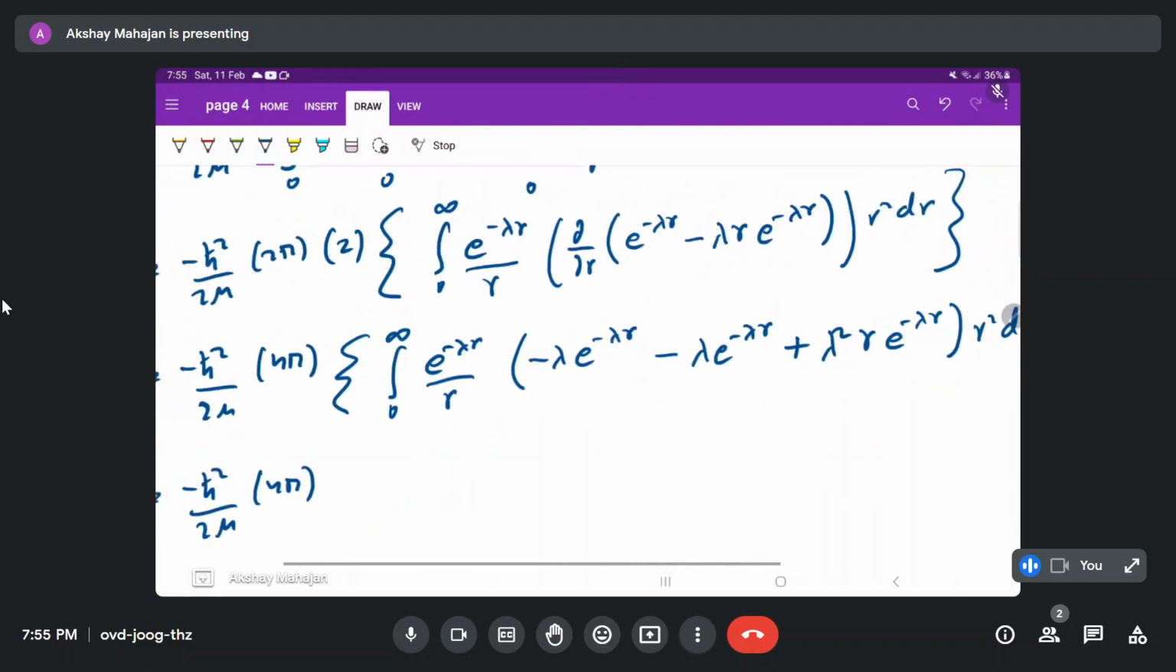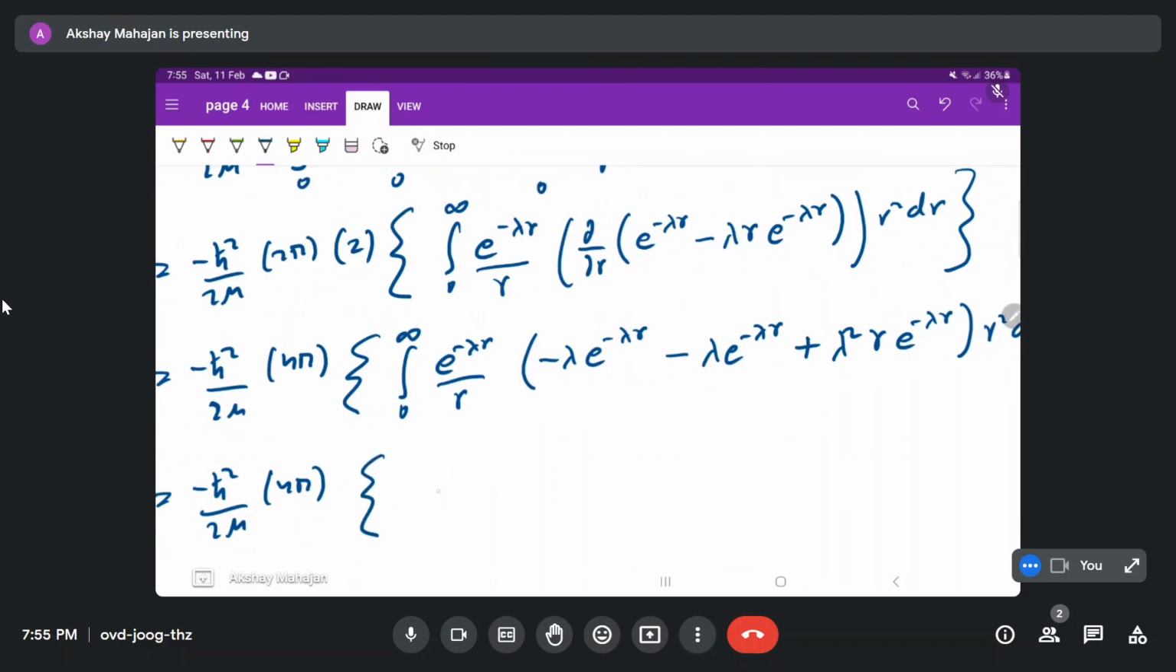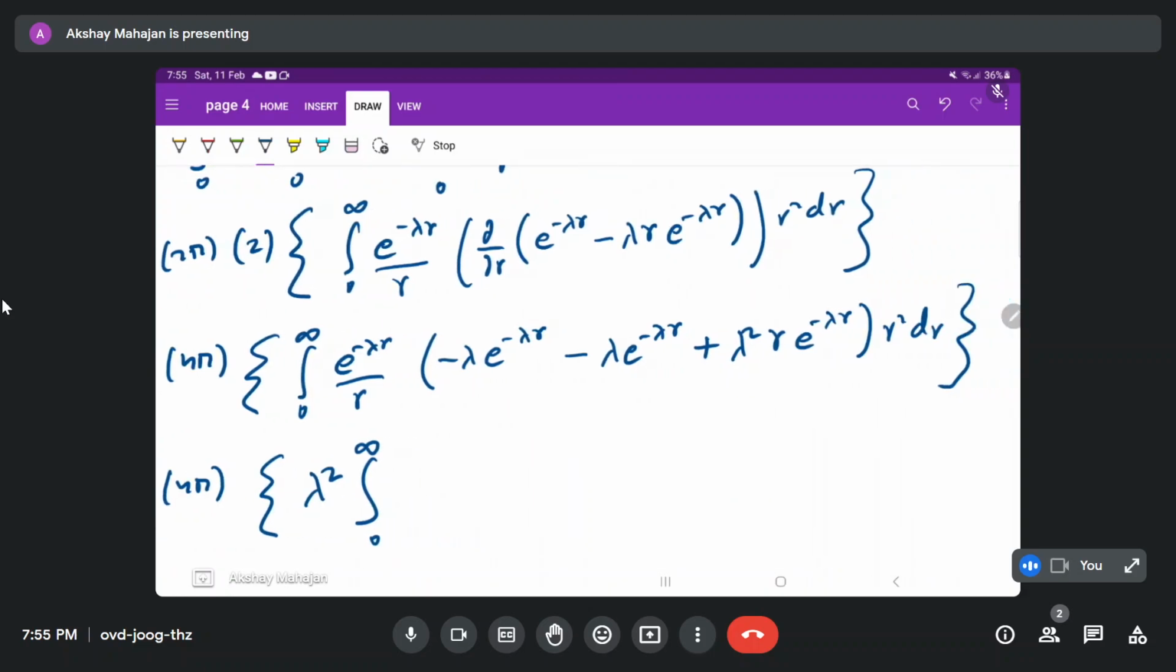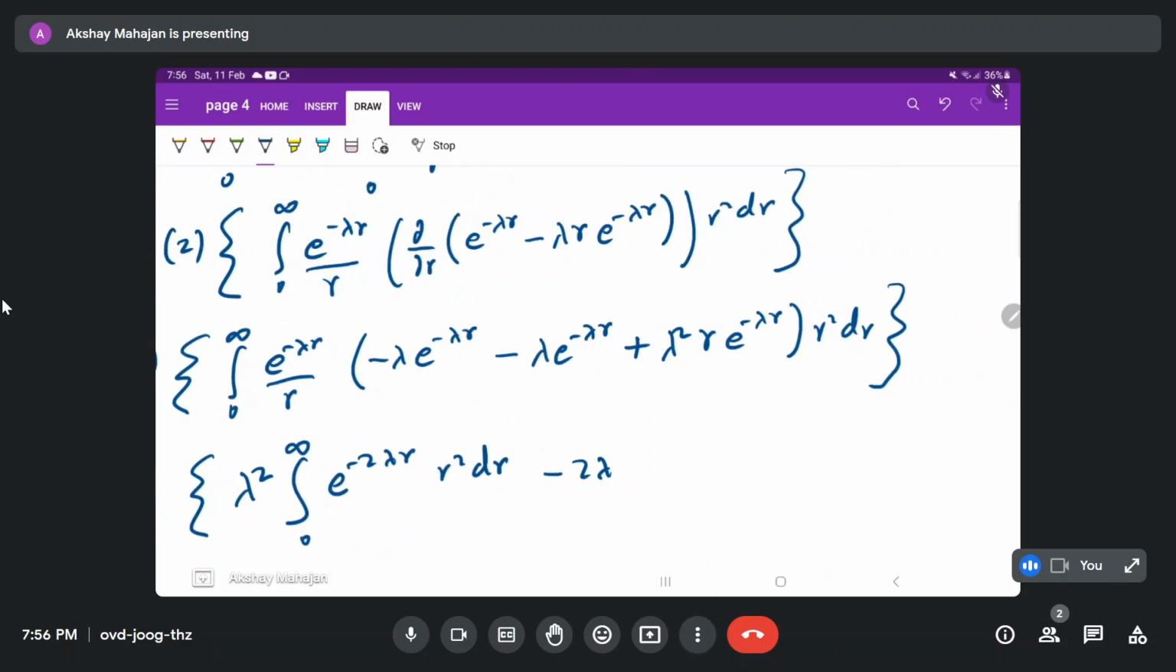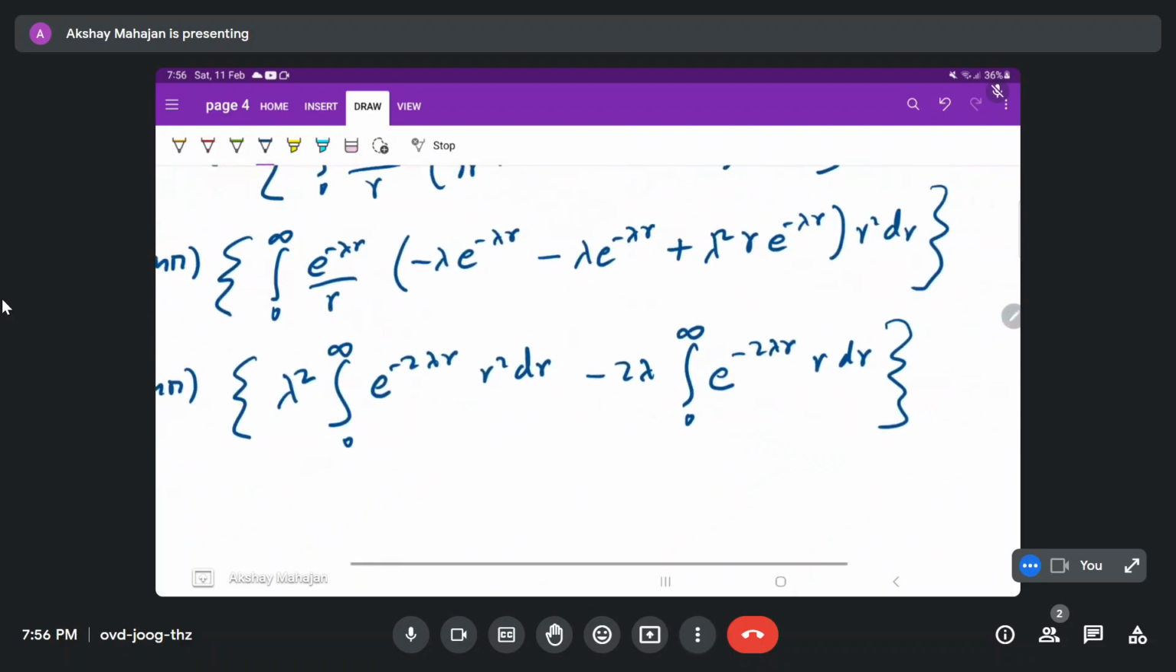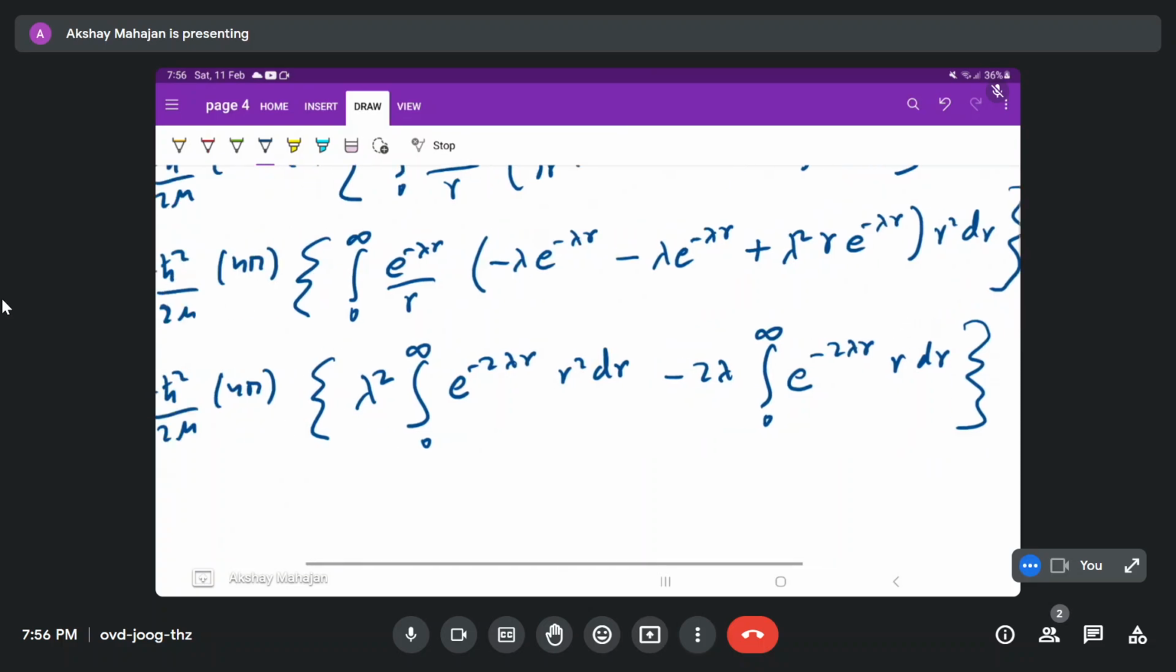Okay. Now, basically what you will get here will be two integrals. One will be equal to lambda square times integration from 0 to infinity, e to the power minus 2 lambda r, times r square dr, and the other will be equal to minus 2 lambda times integration, same 0 to infinity, e to the power minus 2 lambda r dr, right. So these will be the two integrals that one has to solve, right.